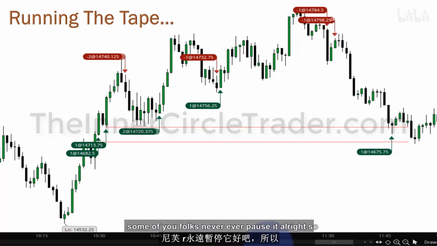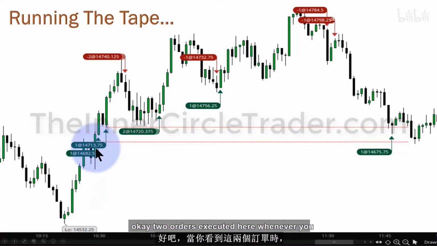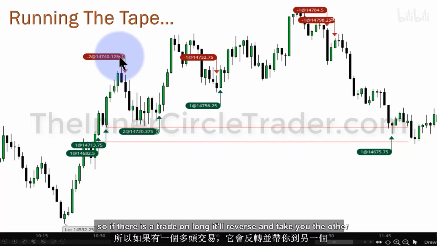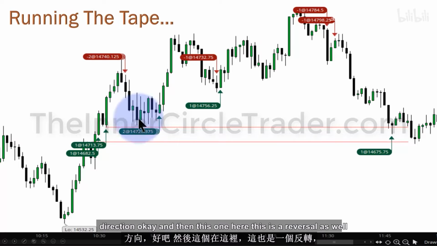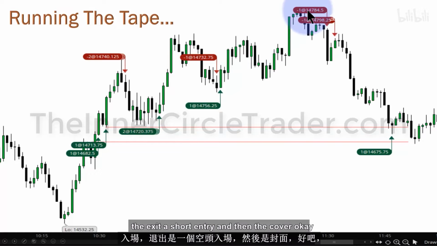All right, so obviously you can see how the market moves from here. Okay, 2 orders executed here. Whenever you see this, this is actually a reversal. So if there is a trade on long, it'll reverse and take you the other direction. Okay, and then this one here, this is a reversal as well. Then another close, and then another long entry, the exit, a short entry, and then the cover.